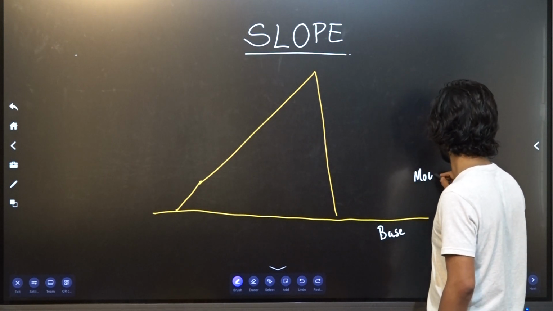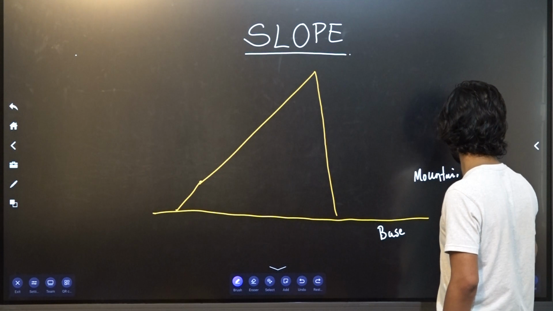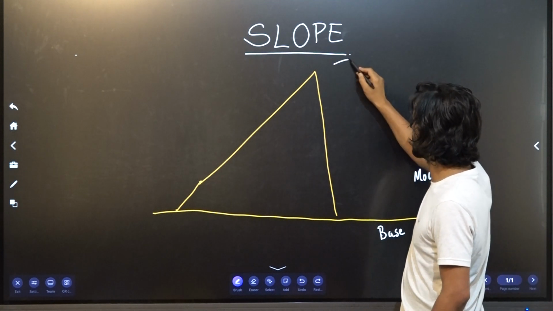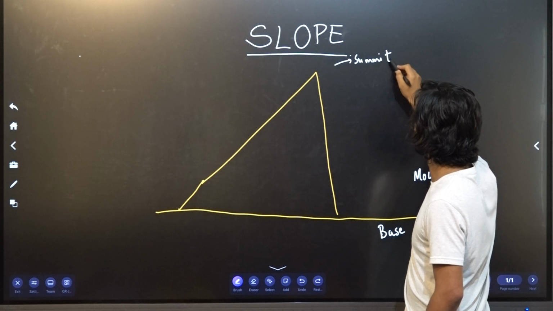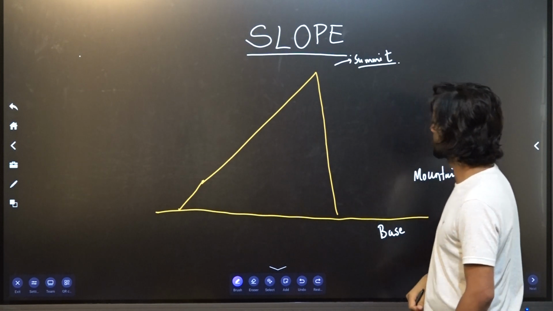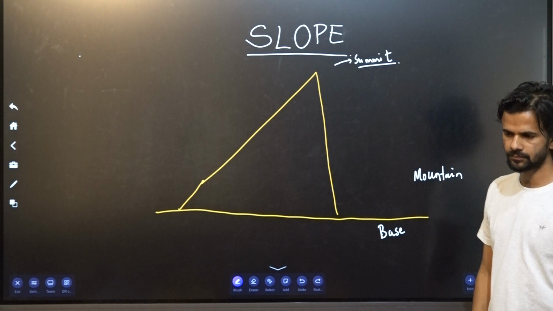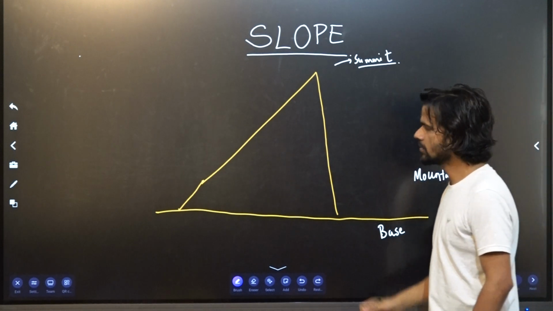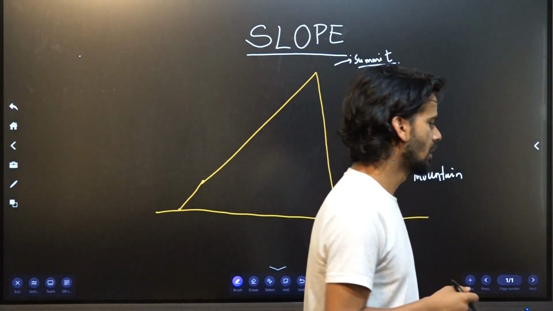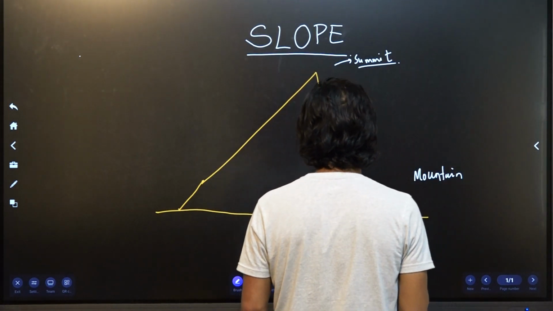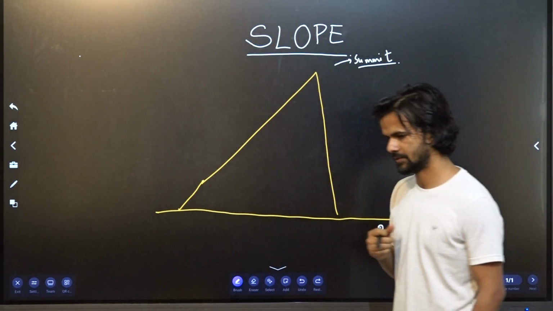Base, mountain, right? And that's the summit of the mountain. That's the summit, that's the top of the mountain. You want to reach the summit of the mountain. You have two different paths.